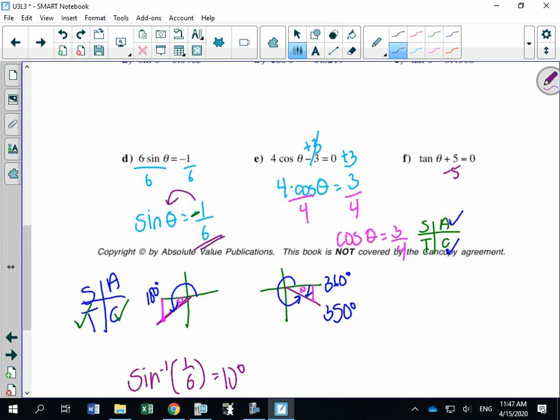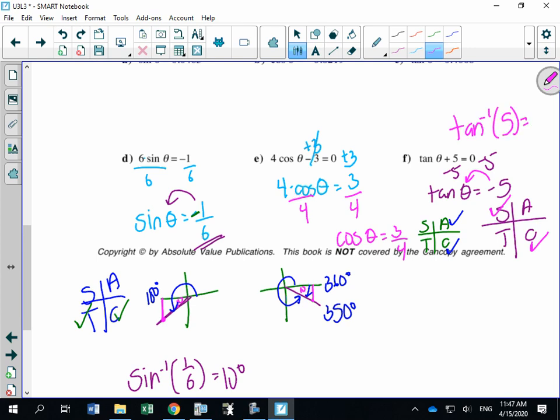For f, tan of theta is -5. Where is tan negative? Here and here. And remember that you need to find the inverse tan of the absolute value of -5, which is 5, and get that reference angle. Put that reference angle in quadrant 2, put that reference angle in quadrant 4, draw your triangles, and see if you could figure out the rotational angles.